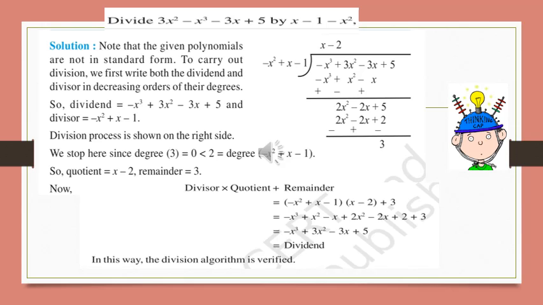Now if we repeat the process and start the division, we will get the remainder as 3 and the quotient as x minus 2. So we stop the division process here. Now take divisor into quotient plus remainder. If you multiply it and operate it, you will get the dividend as minus x cube plus 3x square minus 3x plus 5, and in this way the division algorithm is verified.